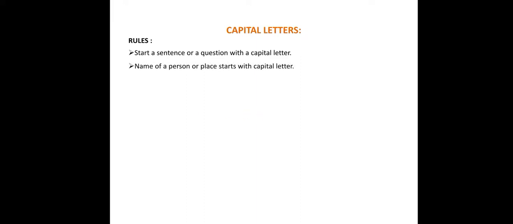Now, capital letters. Capital letters are also a part of punctuation marks. What is the importance of capital letters? Why do we need to capitalize a letter? See, a capital letter shows the importance of a word. So, where do we use it? Obviously, we use it when we start a sentence or a question. Then, with the name of a person or place, we start it with a capital letter.